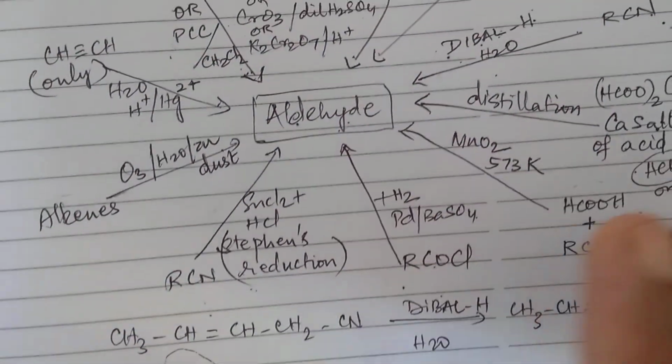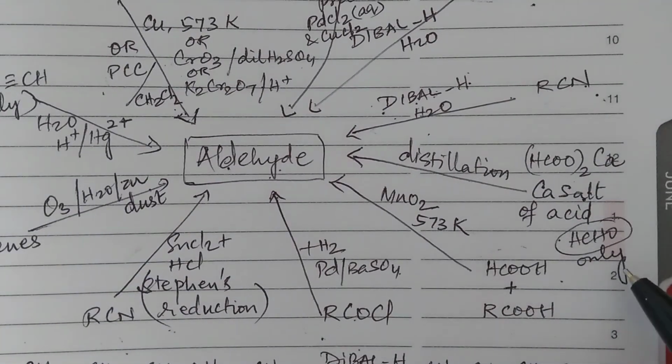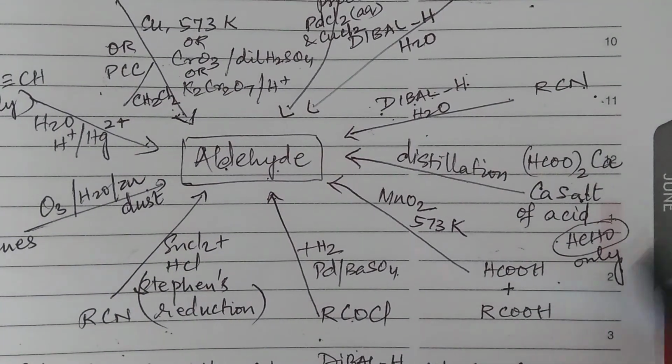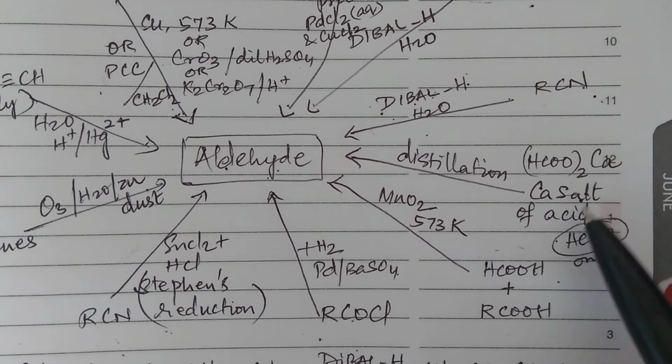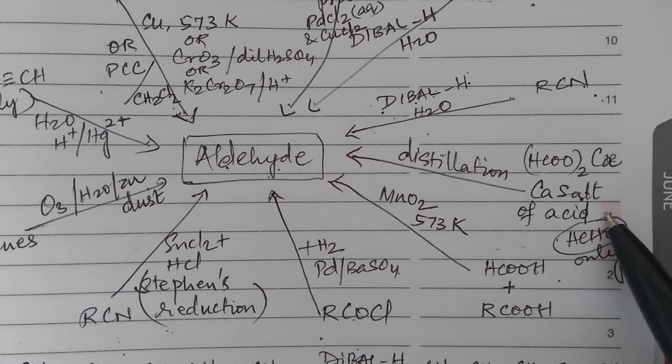Anyway, Wacker's process is not there in your textbook. You need not worry. Rather, this calcium salt of acid is also not there, but it's better you know this calcium salt of acid as a method of preparation. It's better if you know it. Okay.